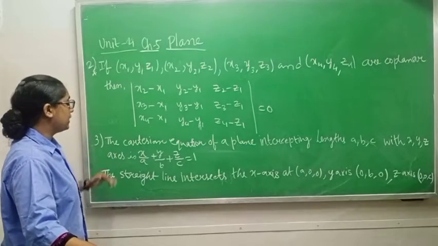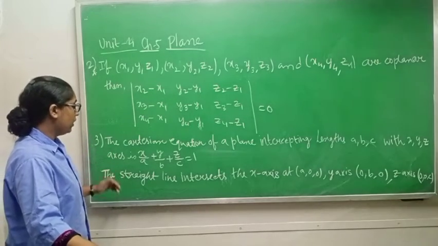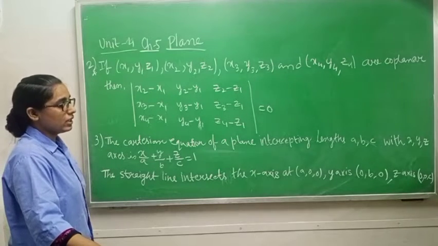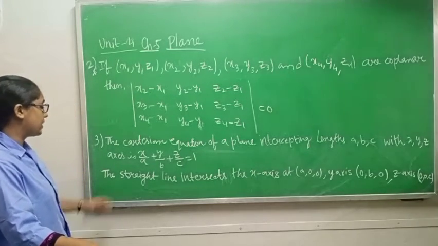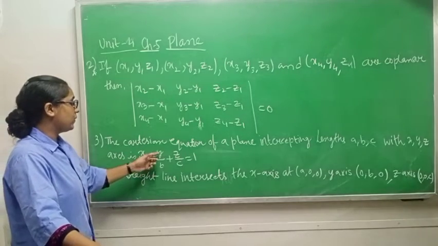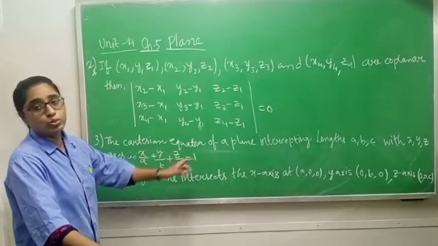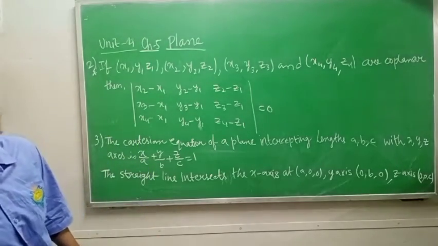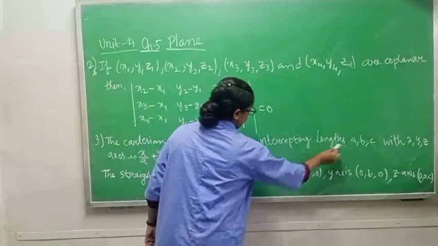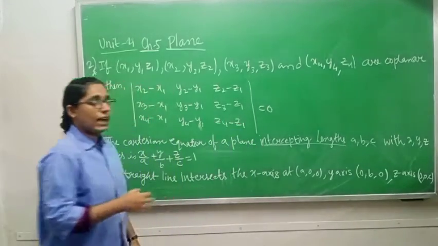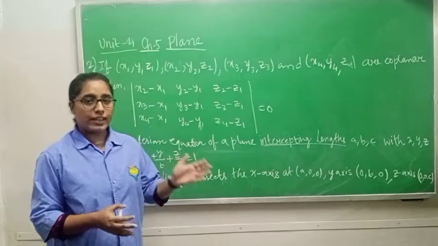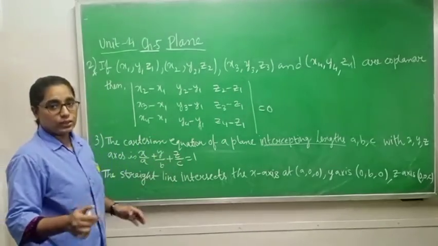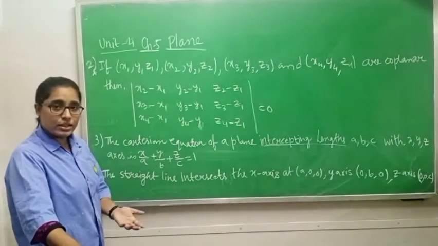Now the third point is: the Cartesian equation of a plane intercepting lengths a, b, c with the x, y, z axes is x/a + y/b + z/c = 1. Now in this one we are going to learn about intercepting length. Okay, if they give that these points are intercepting the x axis, y axis, z axis, so points means a, b, c values or x, y, z. Sometimes x, y, z values are also given.